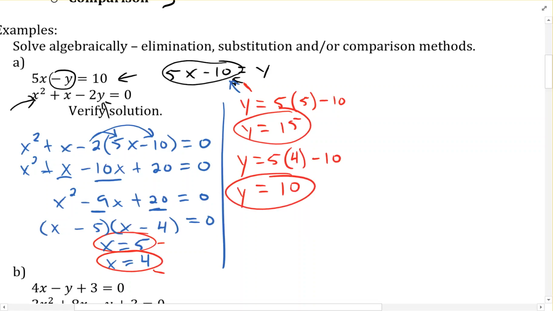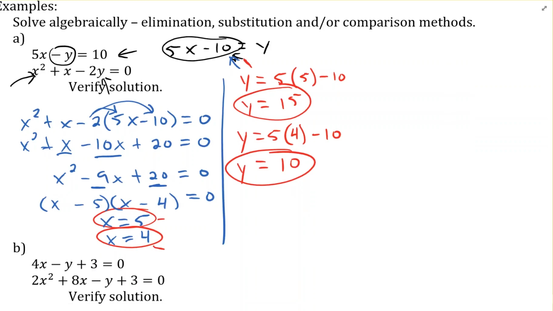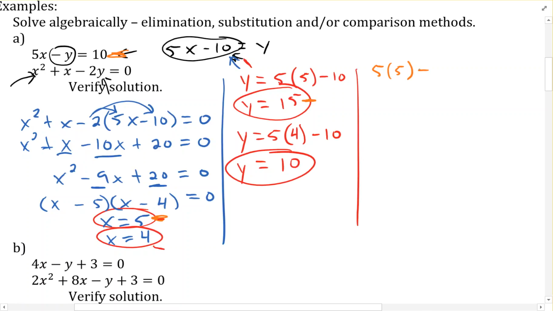So now to verify, we can just put this into one of our equations, our x value and our y value. So let's maybe put that over here. And when x was 5, we used that to figure out that y was 15, right? So let's put those two into our equation up here. So that would be 5, and instead of an x, I'm going to put 5. So 5 times 5 minus, now instead of a y, I'm going to put the y value that we had, so 15. And this should equal 10. So 25 minus 15, yeah, that equals 10.